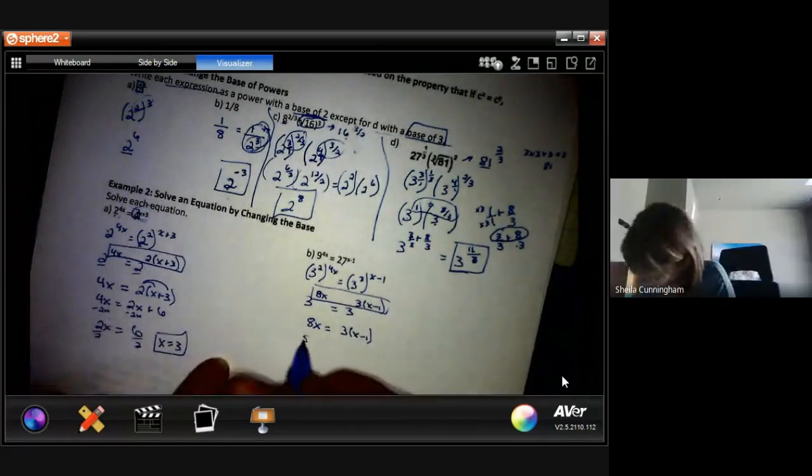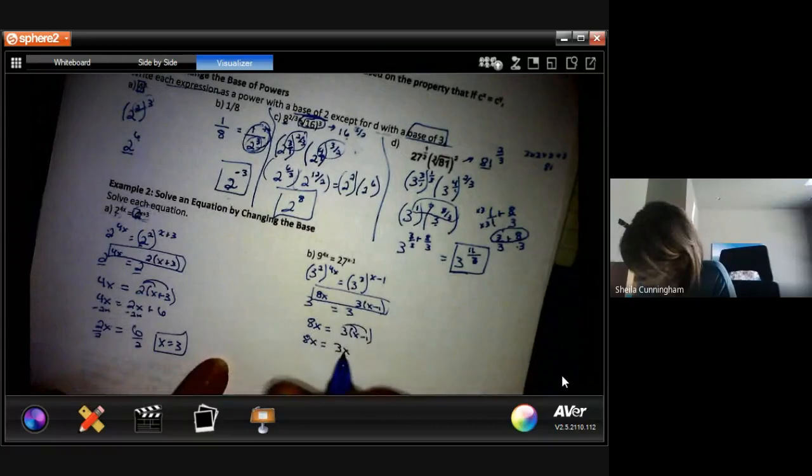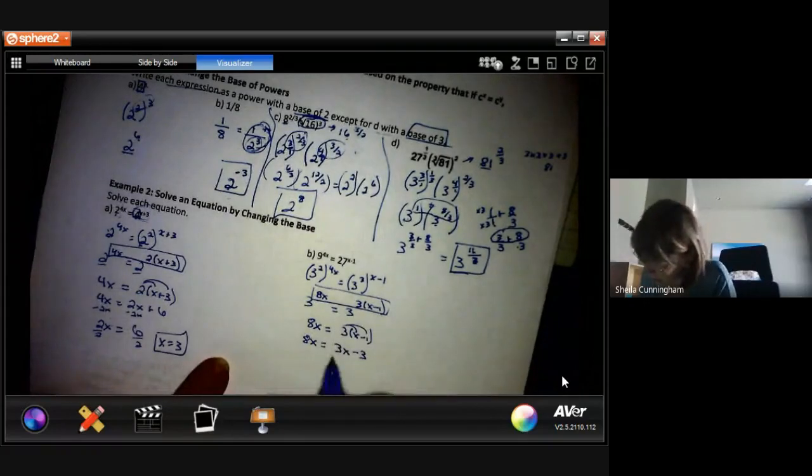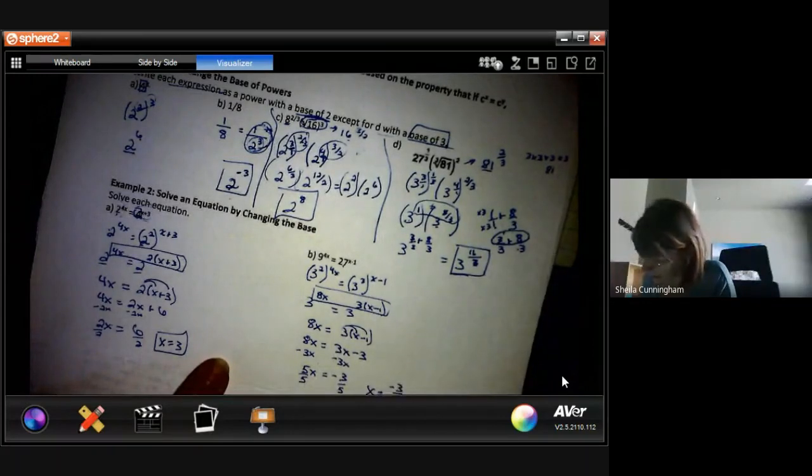So just like before, we're going to distribute through. And then I'm going to subtract the 3x because I want to get my x's to the same side. And I'm going to get x is equal to -3/5.